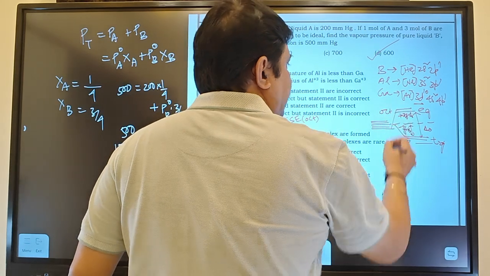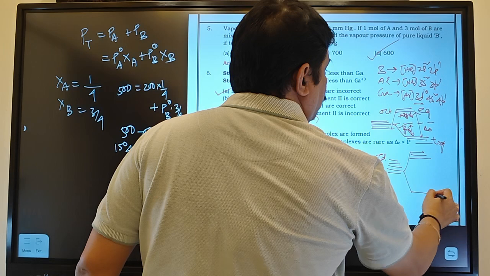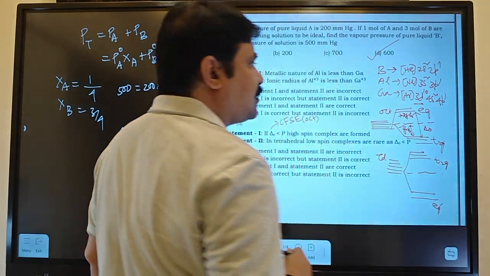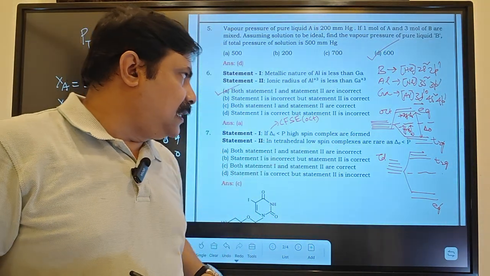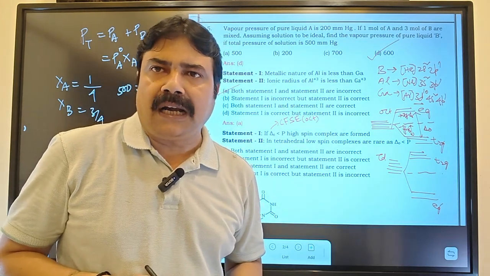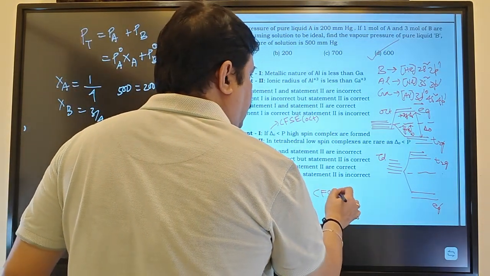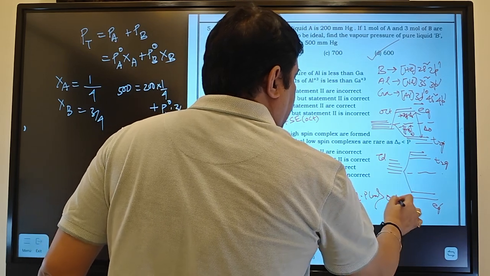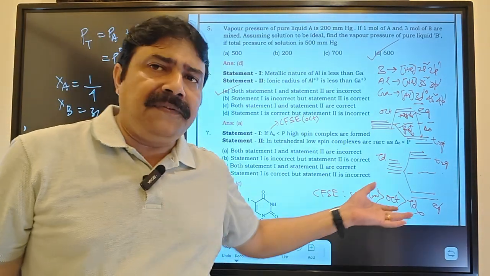This is your octahedral. Tetrahedral will be the reverse situation, like this. Here this will be your T2G and here this will be your EG. So energy wise, the tendency to form a low spin complex is very less in tetrahedral complexes, because pairing energy will be high and CFSE will be less compared to the octahedral. And for CFSE, the order you should always remember is square planar is greater than octahedral is greater than tetrahedral. So in tetrahedral complexes CFSE is less.